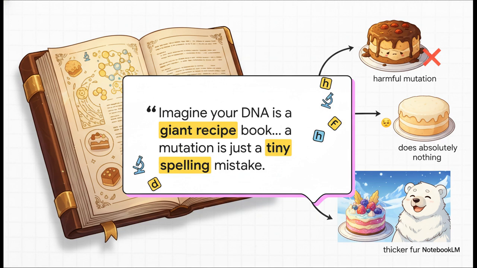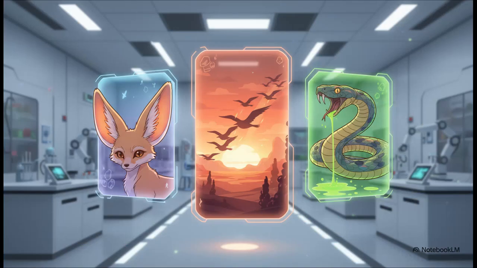Now, most of the time, changing just one letter doesn't ruin the recipe. The mutation does absolutely nothing. Other times, it accidentally ruins the cake completely, which results in a harmful genetic disease. But every now and then, and this is the genuinely exciting part, that tiny spelling mistake creates a brand new, amazing recipe. It's a beneficial mutation that gives an organism a brand new advantage. Think like naturally developing thicker fur in a freezing climate. So, when a beneficial mutation actually helps an organism survive, it becomes an adaptation.